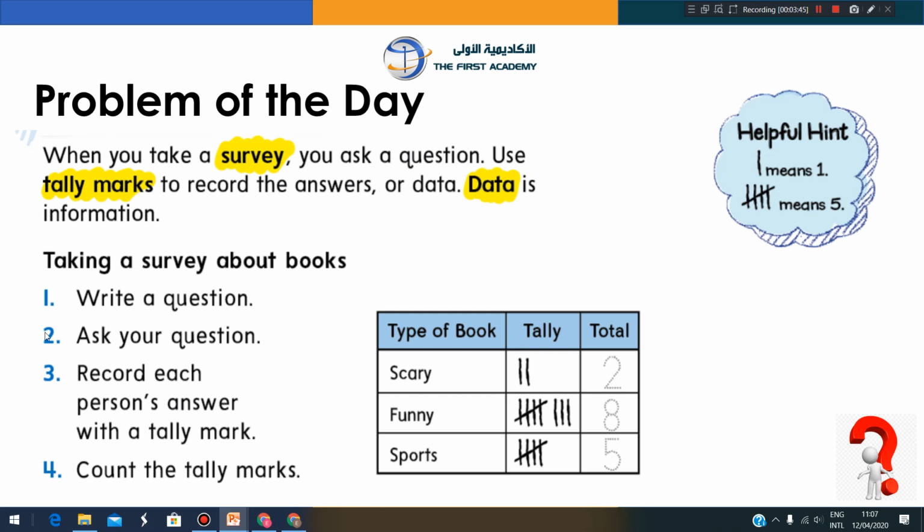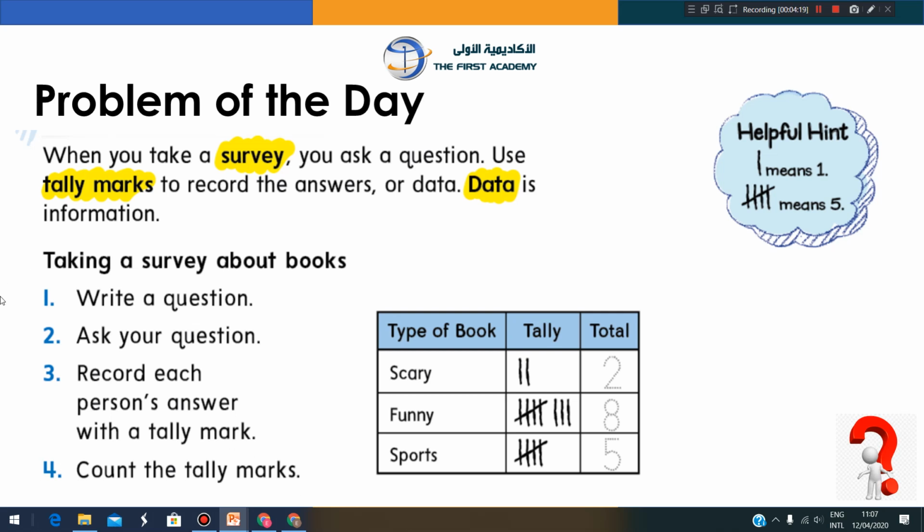And then the second part will be ask your question. So you go around and you ask people the question that you want to ask. Every time you ask the question, you need to record each person's answer with a tally mark. Each time a person tells you their answer, you have to record it so that you keep the data and you don't forget their answers. And the last thing you do, you count the tally marks.